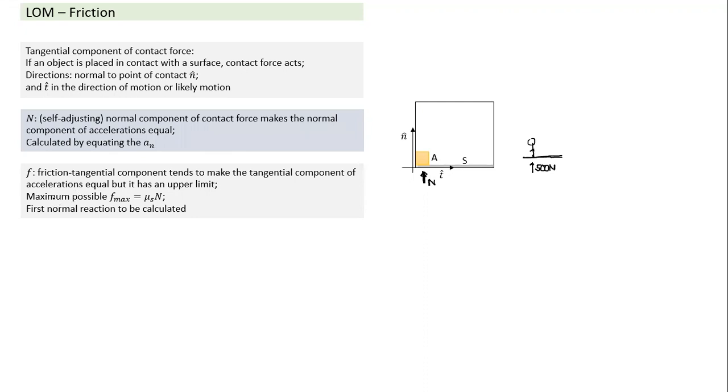It can act up to a maximum value of μs times n, where n is the normal reaction. So whenever you have to calculate the maximum possible friction force, first the normal component of contact force has to be calculated. So in a way, you're saying the maximum value of the tangential component of contact force depends on the normal component of contact force. So first the normal reaction has to be calculated.